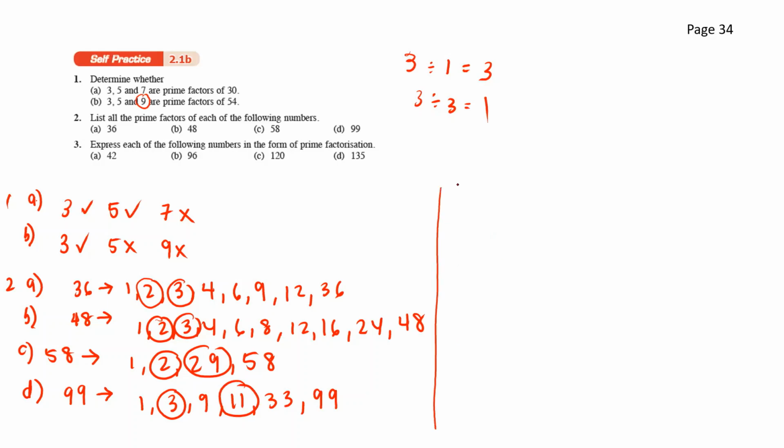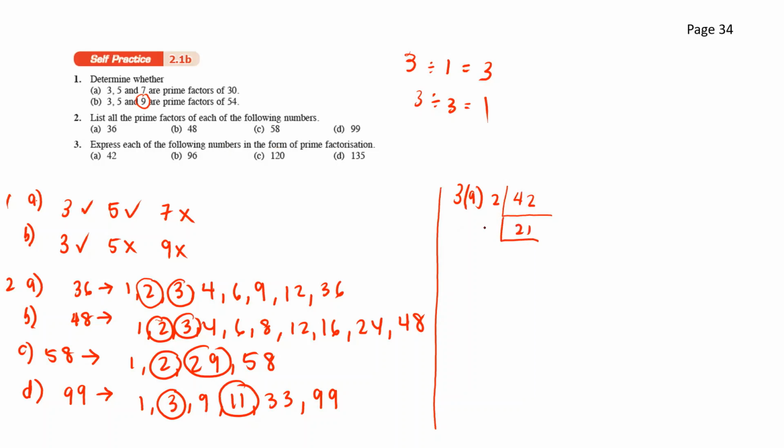Next, for number 3, express each of the following numbers in the form of prime factorization. Okay, so for A, we have 42. Let's do a factorization. We have divided by 2 here. So that will give us 21.